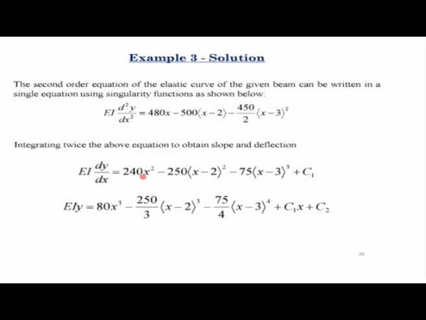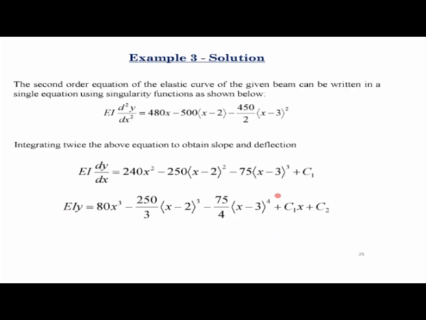EI dv/dx is equal to 240x square minus 250(x minus 2) square within this singularity function, minus 75(x minus 3) cube, plus, like we do in the double integration method, a constant of integration c1 here. Again, if you integrate both sides of this equation, you will get EI v equal to 80x cube. Integrating this, you get x cube by 3, so that 3 cancels the 240, and you get 80. Again, the singularity function: it will be (x minus 2) whole cube by 3, so you get 250 by 3. This one, (x minus 3) whole fourth by 4, so you get 75 by 4. And now you have the second constant of integration, which is c2.